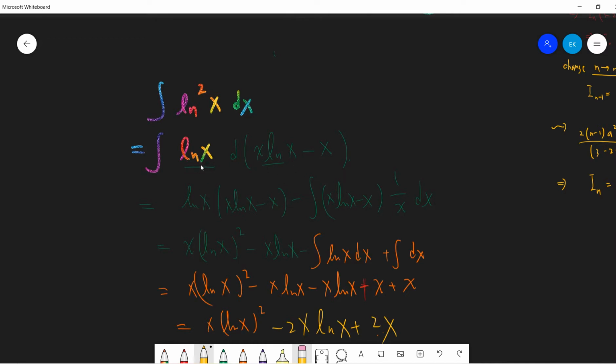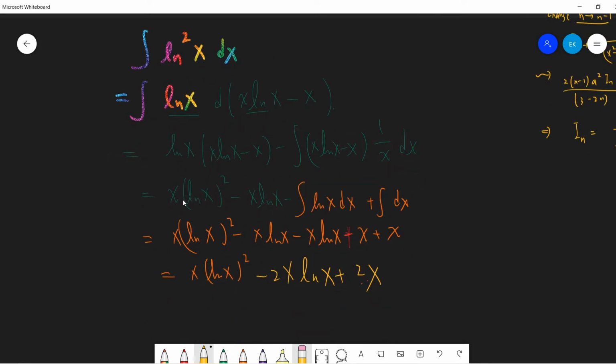So we use integration by parts: ln x times ln x, minus this term times the derivative of the other, which is 1 over x dx. The first term is x ln x squared, minus x ln x, minus, since the x cancels, the integration of ln x, plus dx. The integration of ln x is x ln x minus x, so this term is this plus x. Combining all of these, we get x ln x squared minus 2x ln x plus 2x.